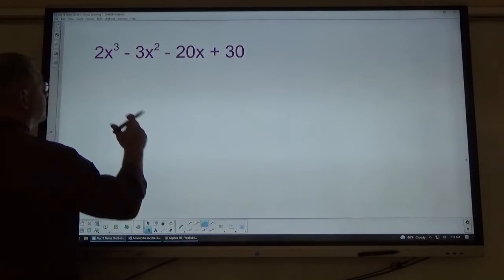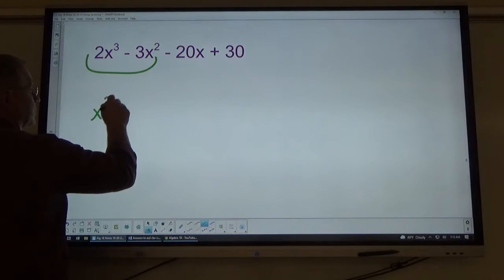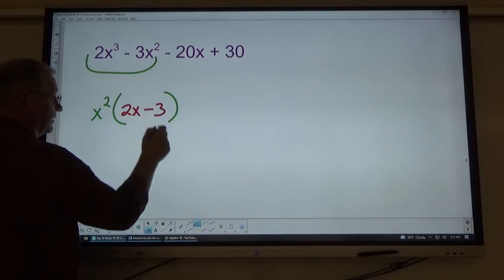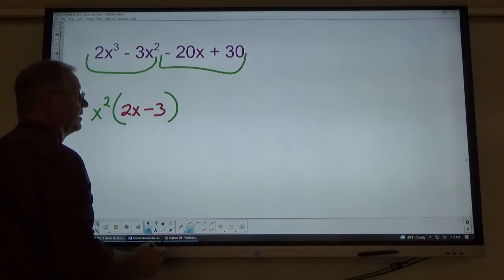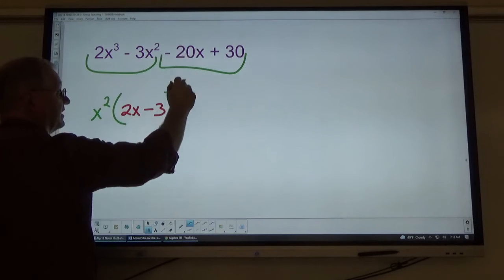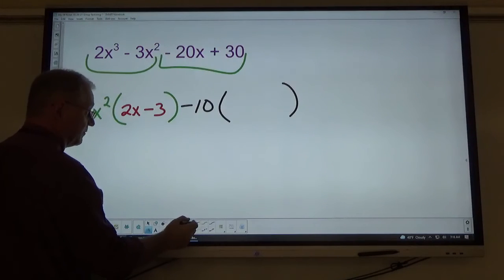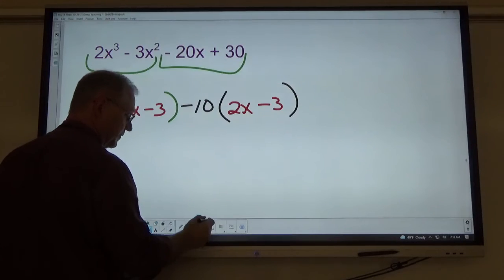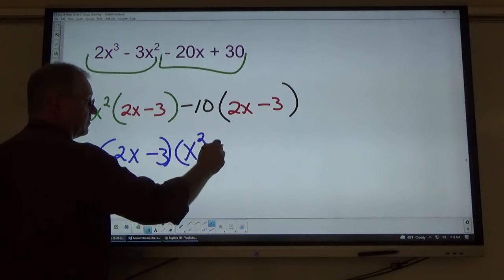All right, here we go. Let's see, that would be x squared only taken out, giving me 2x minus 3 inside. And over here, what times 2x gives me negative 20x, negative 10. So that's what I'm going to factor out. And that leaves me with 2x minus 3. So my final answer, 2x minus 3, x squared minus 10.